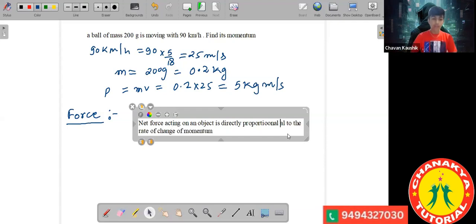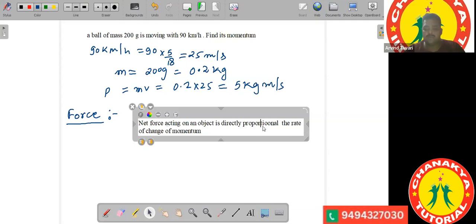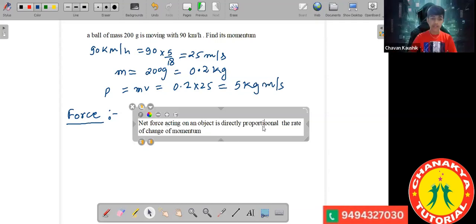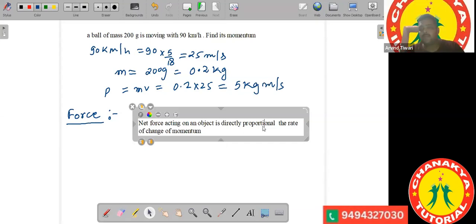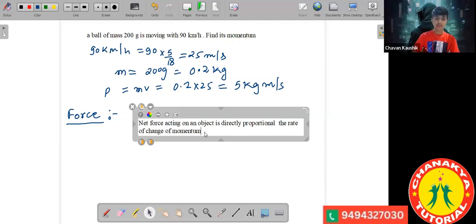Sir, in P equals MV, what does P stand for? P stands for momentum, that's a small letter p. Then what does the M stand for? Mass. Right? Mass.